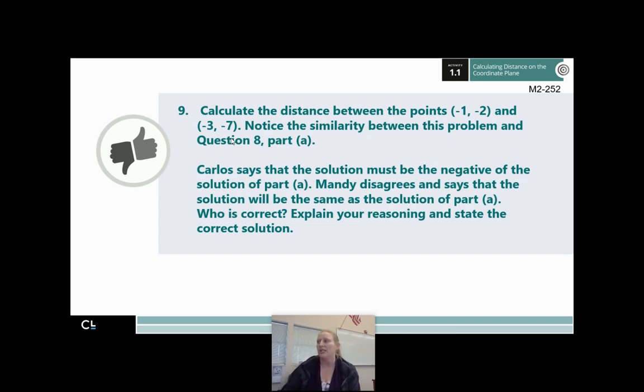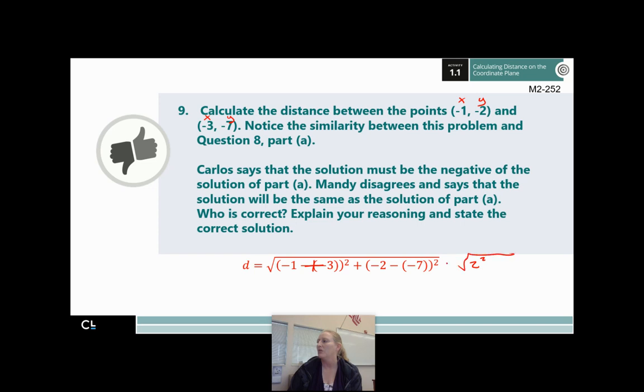So I actually set it up first and worked it out first. So I'm going to subtract my x coordinates, -1 and -3. And then I'll subtract my y coordinates, -2 minus a -7. And so I started off by setting it up, and I had so much going on here. So the double negative becomes a positive. -1 plus 3 is 2 squared.